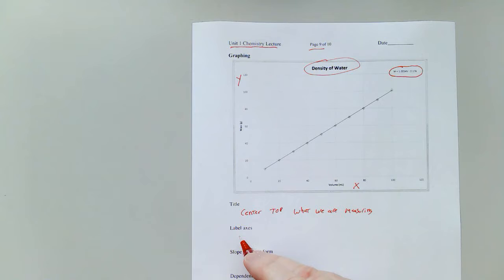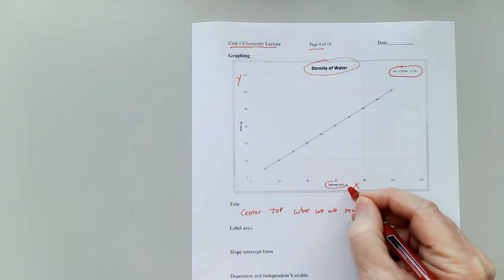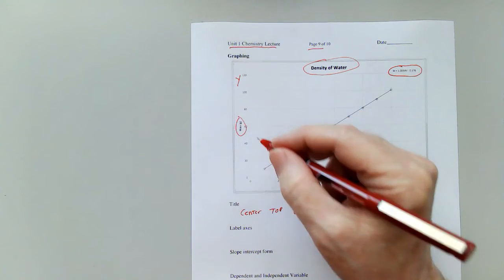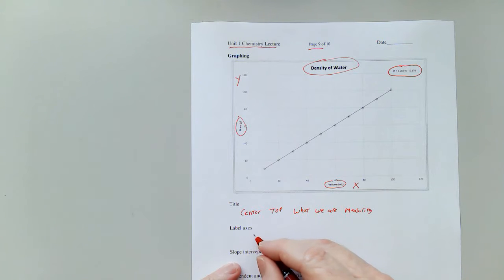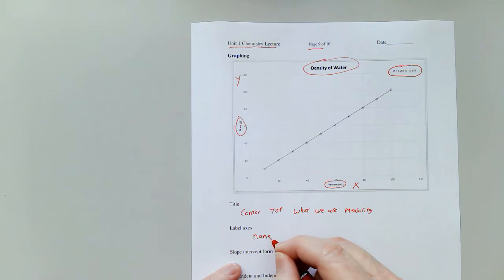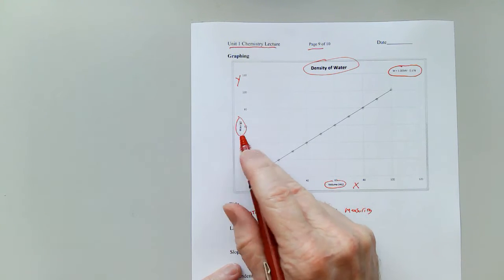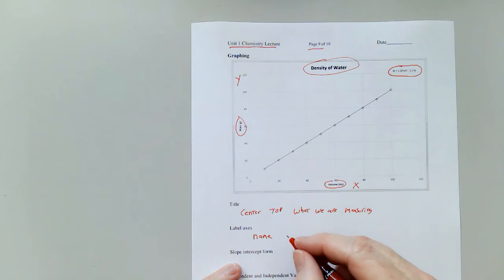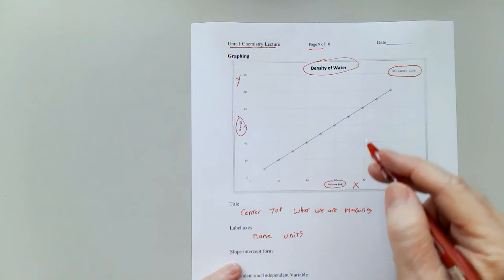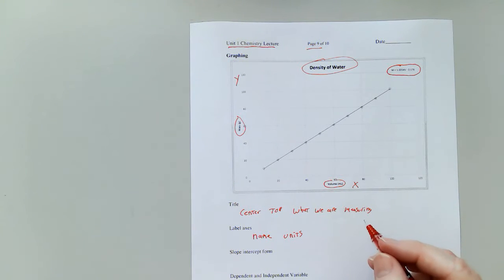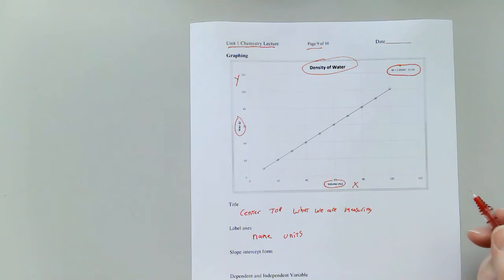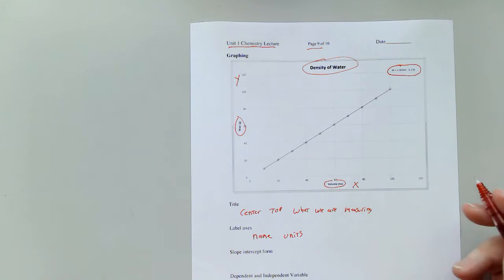Now, I'm going to label the axes, and you'll see that that's done for both of these here. First off, each will have the name of what we are measuring, mass in this case and volume in this case. It will also have the units for what we are measuring, grams and milliliters. So name and units.